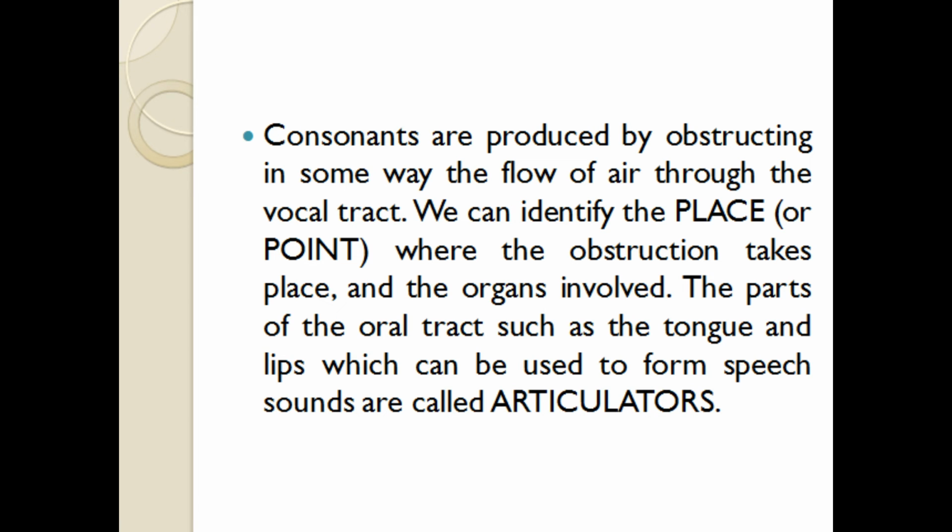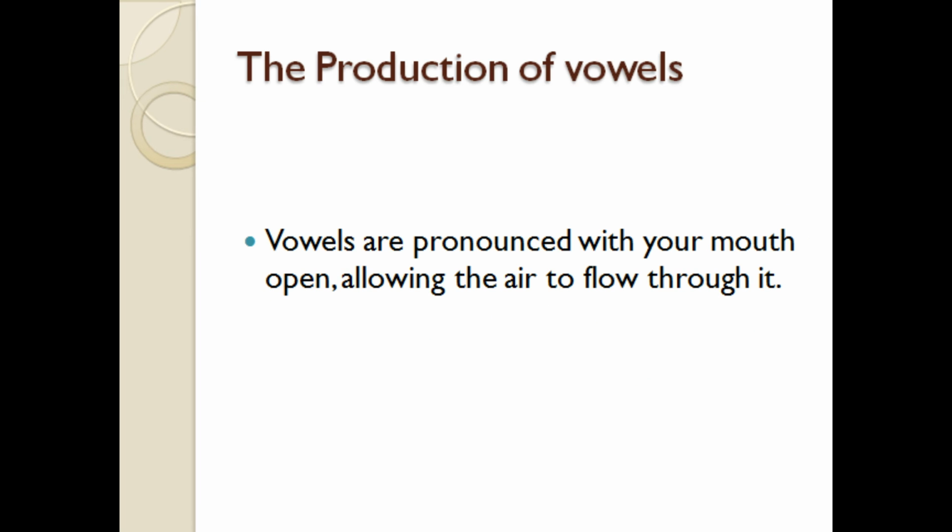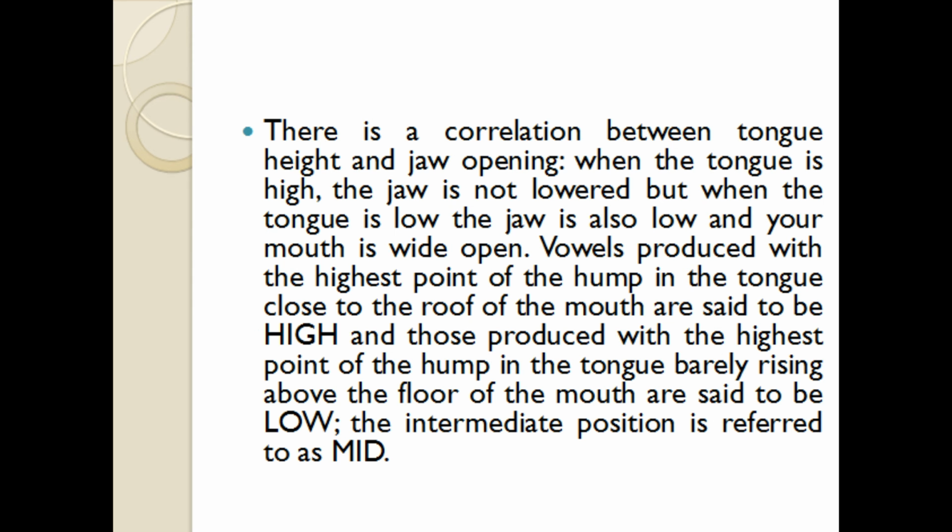or in other ways, like in the lips, like when we make the sound p, we are somehow making a plosive sound. The place or point where the obstruction occurs, that is our place of articulation. These are called articulators. In the production of vowels, of course, vowels are produced with an open mouth.